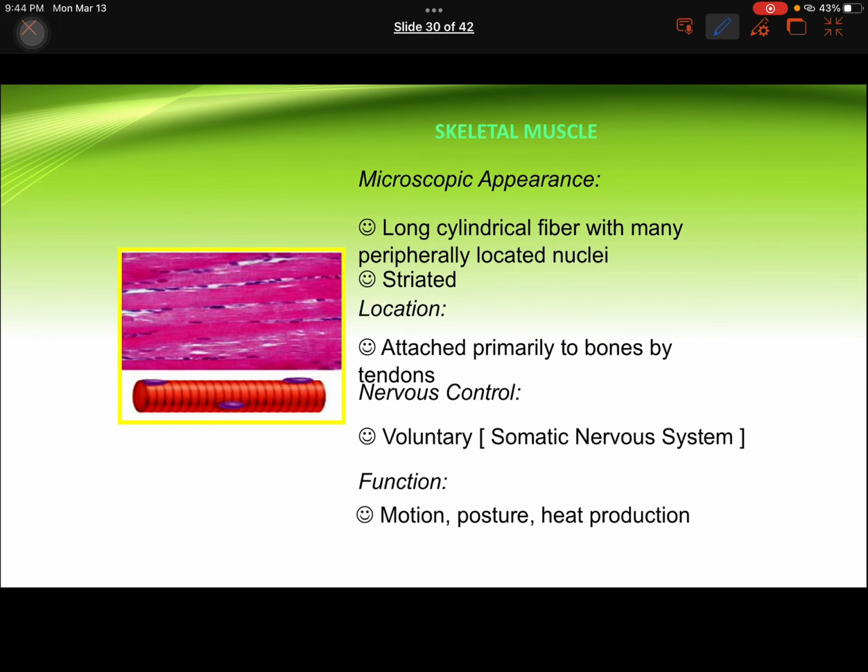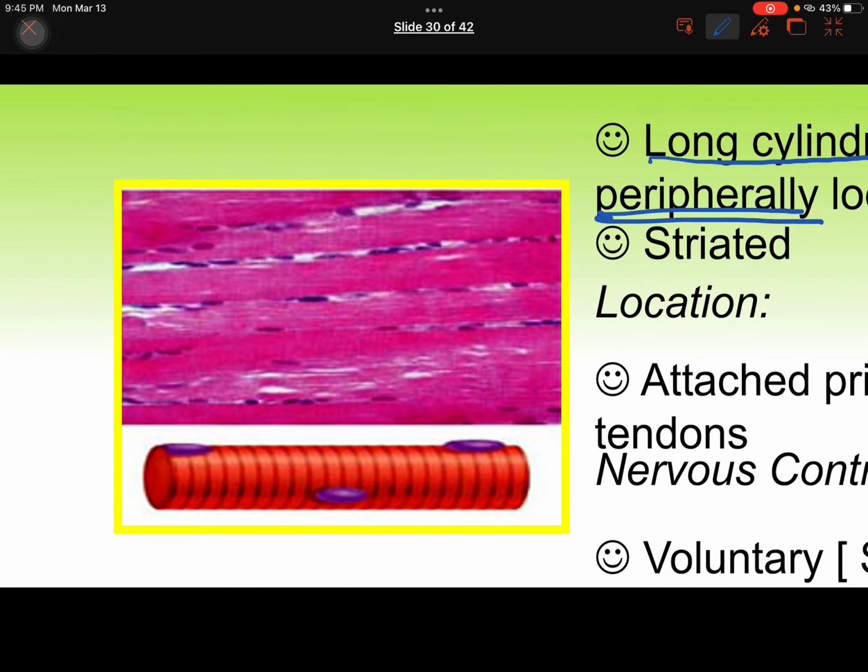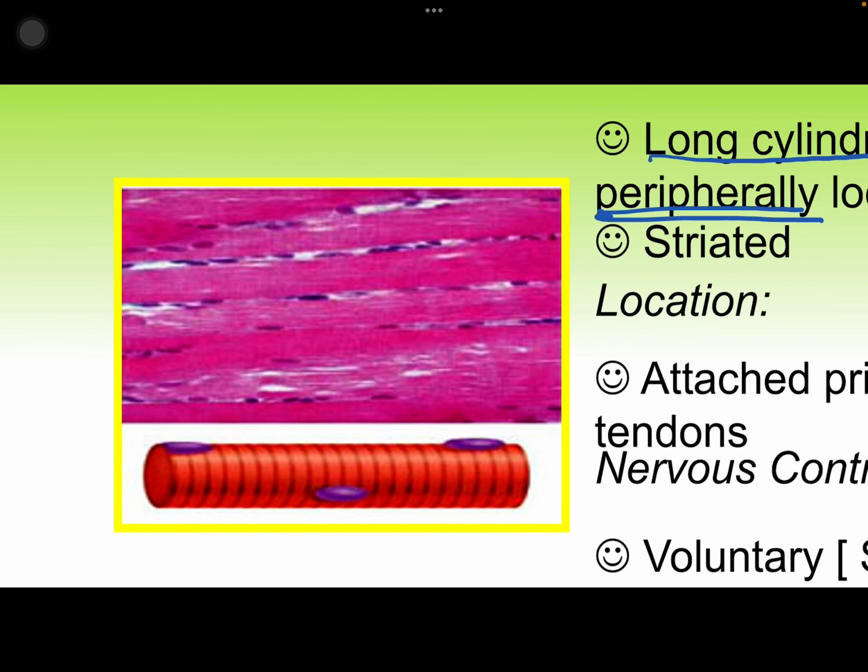Going to them one by one, skeletal muscles, its microscopic appearance is that it has long cylindrical fibers with many peripherally located nuclei. So if we zoom into the picture, this is a muscle tissue. This is one whole muscle fiber here, and its nuclei are located on the periphery. When we say peripheral, it is located on the surroundings, or on the sides. So this is the whole cell, for example, and its nucleus is found in its periphery.